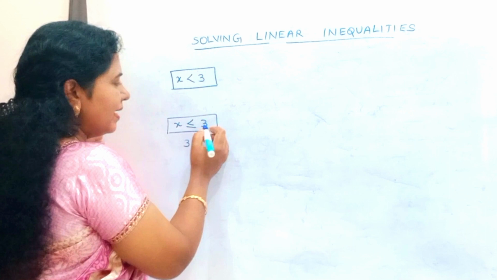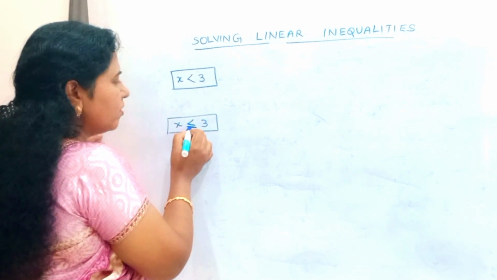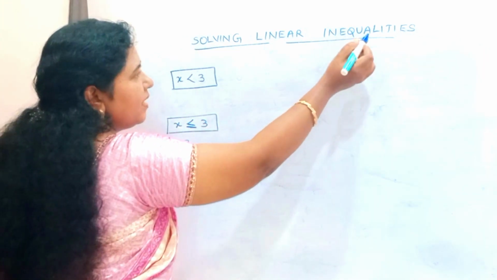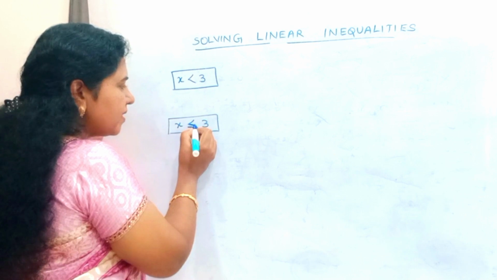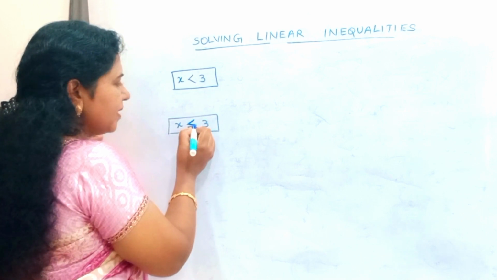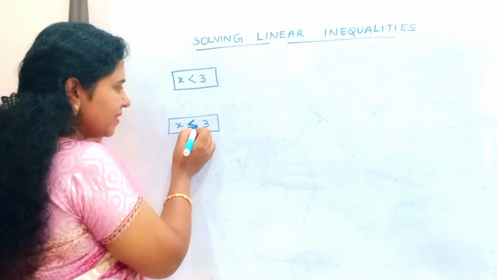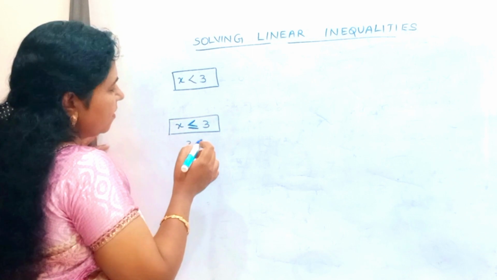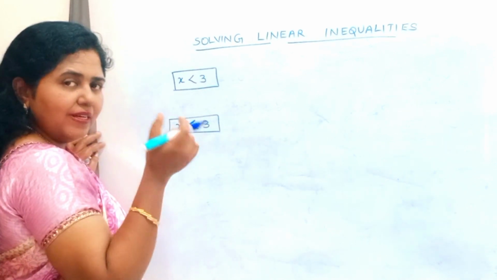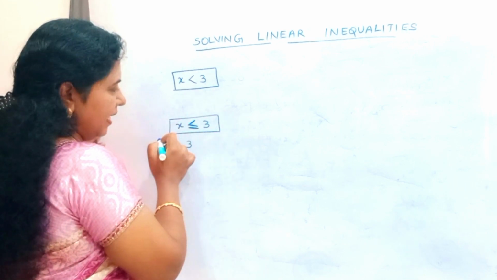So here we are having an equal to sign. Even though we are having an equal to sign, we are calling it an inequality because here we are having one more sign combined with this equal to sign. It is less than. So this sign implies that the values of x can be less than 3 also. So there we are not going to have a definite value for x. So this is also an inequality.